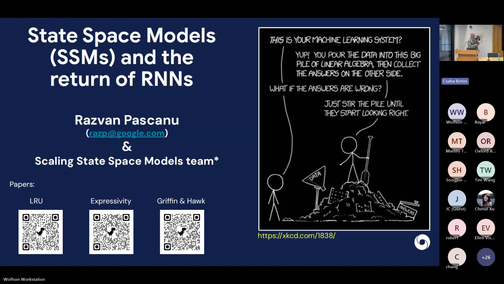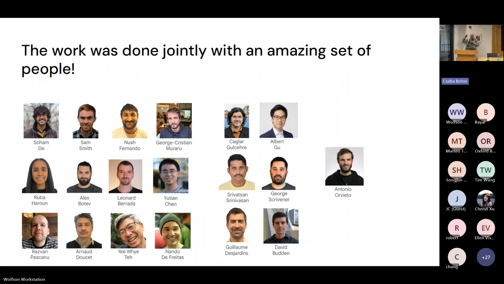We did not start the state-space models. Actually, Albert at Stanford did that, but we built the math. I just don't want Albert to jump at me and say I took credit for his work. Just at a high level, yeah.